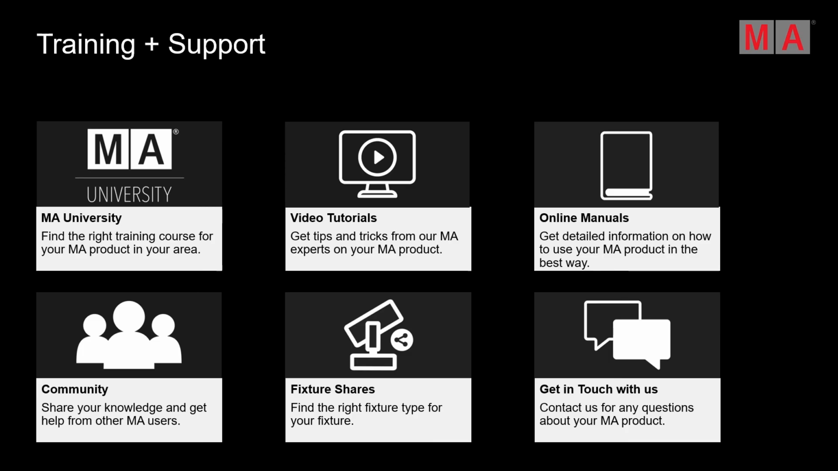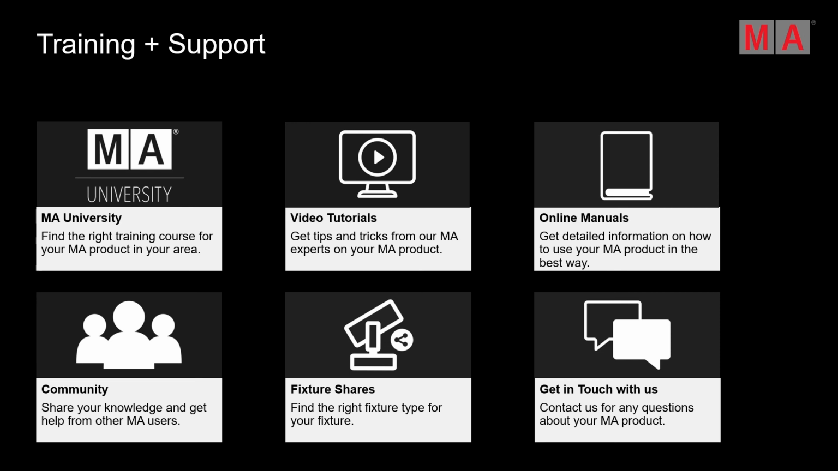MA Lighting is a German manufacturer, but next to the research, development, the construction, we offer some training and support possibilities. Let's start with the MA University. In the MA University you can find the right training course for your MA product in your area. Together with our local distributors, we offer some hands-on trainings, which have the same content all over the world. And with our MA expert trainers, we offer these hands-on trainings in your local area.